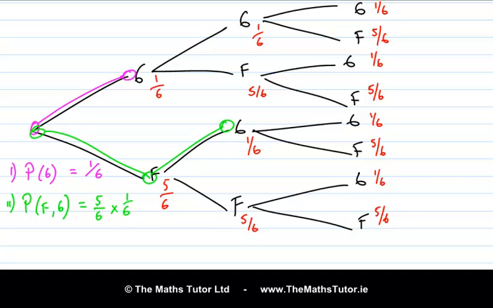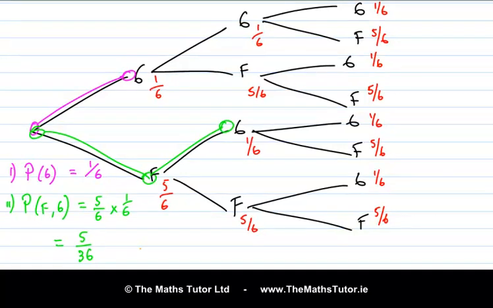And we multiply them because we want this and we want that. So when there's an 'and' involved, we multiply. So 5 over 6 by 1 over 6 is 5 over 36. That's the probability of success after 2 rolls, the second trial.